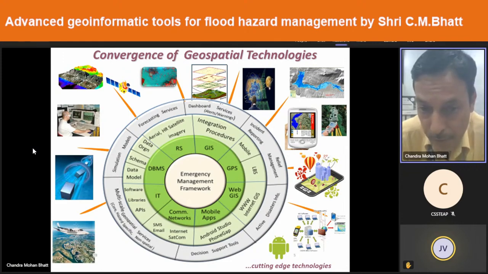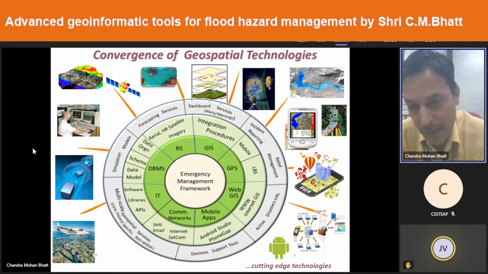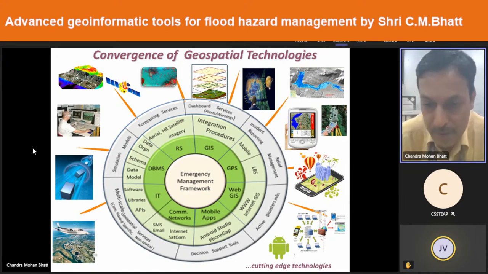And today, from remote sensing, we have different platforms, like drones, UAVs, and high-resolution satellite images. And in GIS also, we are seeing a lot of advancement. With GPS, we have location-based services. With mobile web GIS, you can now access flood information through portals. Mobile apps are becoming more popular. There are different kinds of apps being used to get information and collect data.